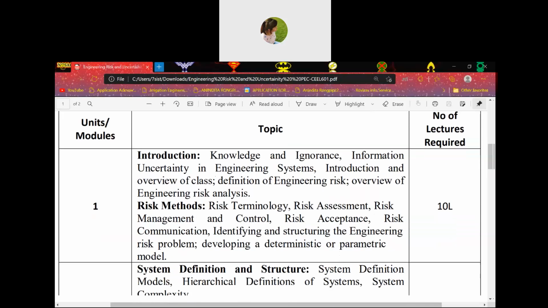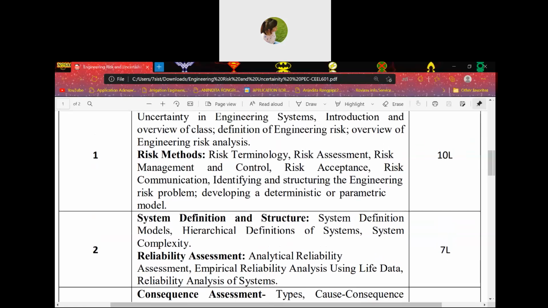Next, for unit 2, the topic is system definition and structure and reliability assessment. The total number of lectures is 7 for unit number 2. In system definition and structure, that is the first topic or heading, we'll study the different system definition models, then hierarchical definitions of systems, that is from ascending order to descending order. We'll study the different definitions and parts and types of systems.